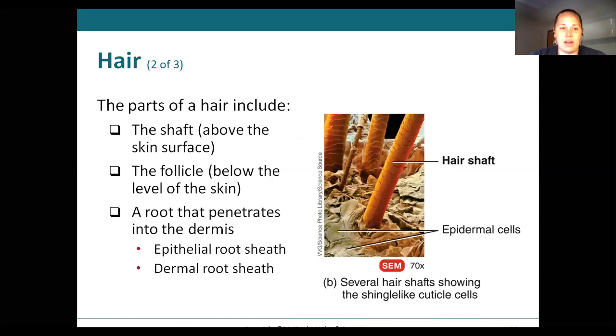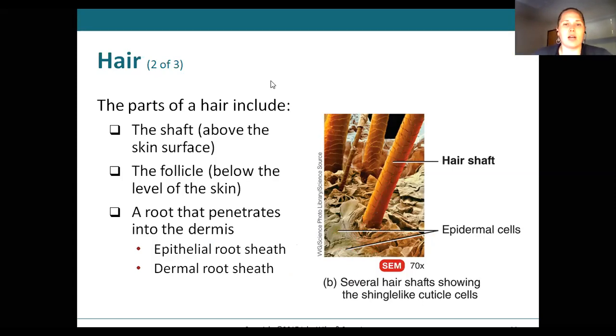If we look at the structure of hair, you can see this really nice SEM picture showing you the skin and hair shaft here. You've got these epidermal cells that are around that shaft. Below the level of the shaft, you're going to have the follicle, and then far deep to that, you have the root that penetrates into the dermis. So it actually goes all the way through the epidermal layer into the dermis, and you can see the epithelial root sheath and the dermal root sheath are going to be two parts of the base of the hair that we'll look at, and how those different regions are going to have different association factors with that individual hair that is penetrating deep.